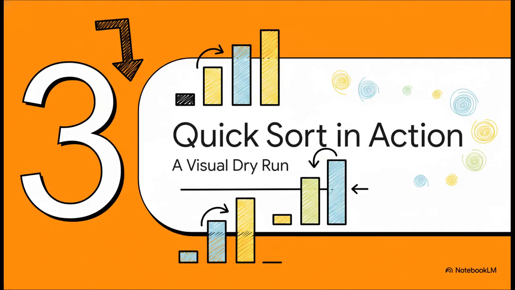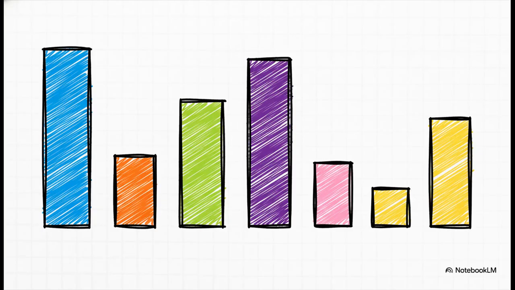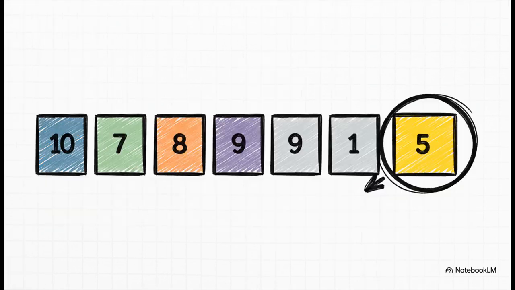Okay, enough theory. Let's actually see this thing in action. We're going to walk through a quick visual dry run right now to make all of this really concrete. So here's our starting lineup, a simple, unsorted array of 6 numbers. Our mission, should we choose to accept it, is to get this into ascending order. Following the logic we just talked about, we'll pick the last element, the number 5, as our very first pivot. Now let's watch what the algorithm does as it rearranges the list around it.